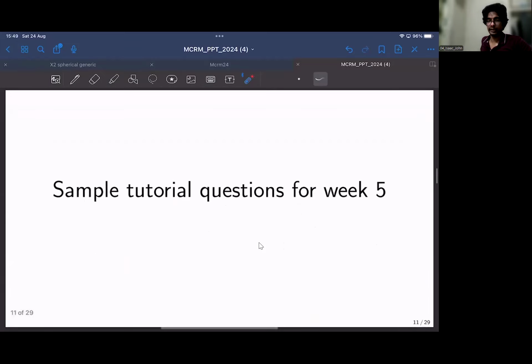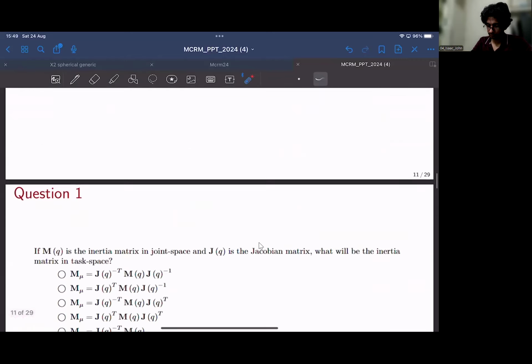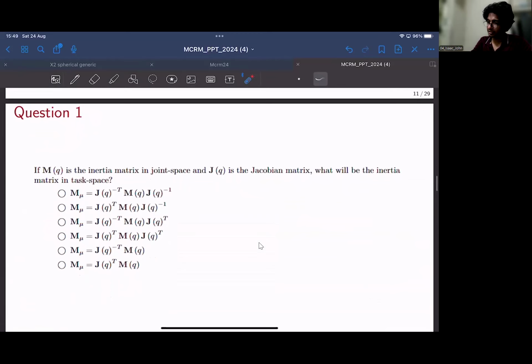Okay, so with that, we'll solve some sample questions for this tutorial. So the first problem basically deals with the transformation of coordinates from task space to the joint space. It states that if M of Q is the inertial matrix in joint space and J of Q is the Jacobian matrix, what will be the inertial matrix in the task space?